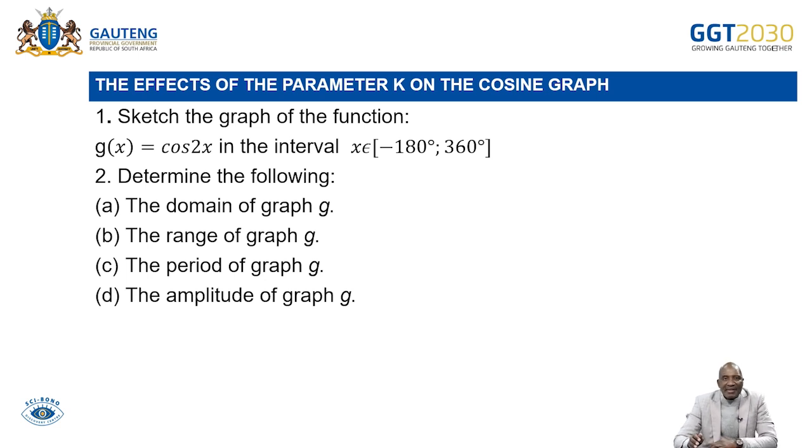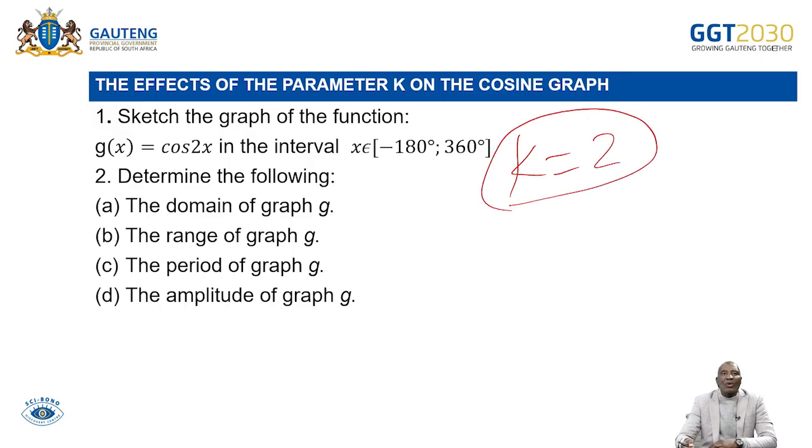Let's proceed to the next question. I'm still going to use the same parameter k equals 2, but this time around I'm using it on the function of cosine. Same interval, same questions asked.